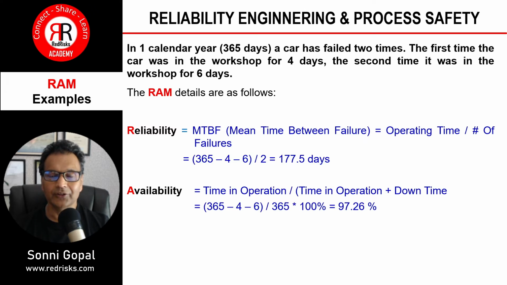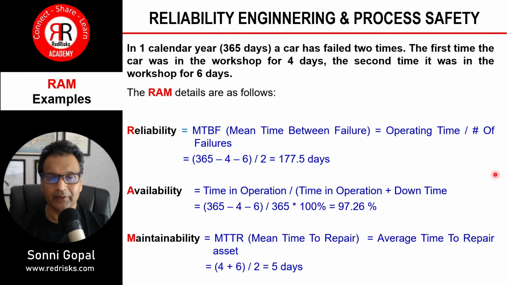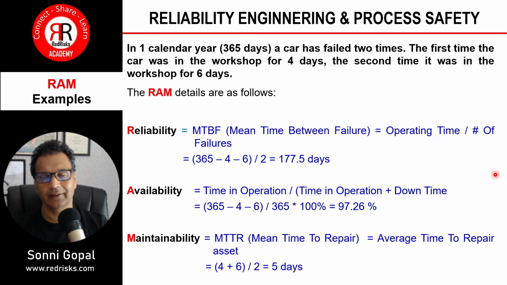Availability is therefore just the time in operation divided by the time in operation plus downtime. Simply put, 365 minus the 10 days it was down, over the 365, giving you 97.26%. And finally, maintainability is just the mean time to repair, the average time to repair an asset. So it's had 2 repairs, and that's 10 days, so that's 5 days per repair. Do stop this video and please take these equations into account. They're fairly straightforward, but they're very powerful in terms of giving you an insight into the workings of a facility, a manufacturing plant, chemical plant, whatever you want to think of.